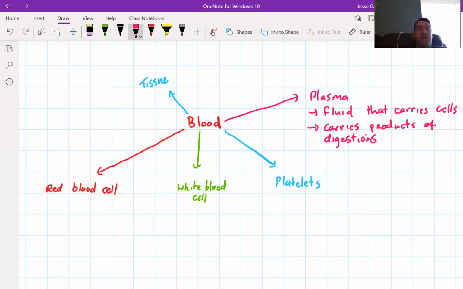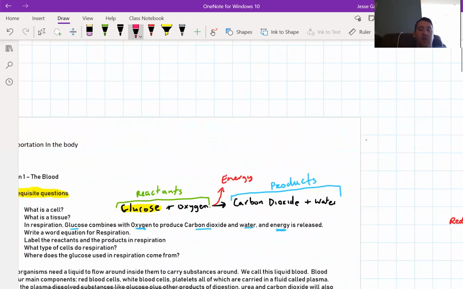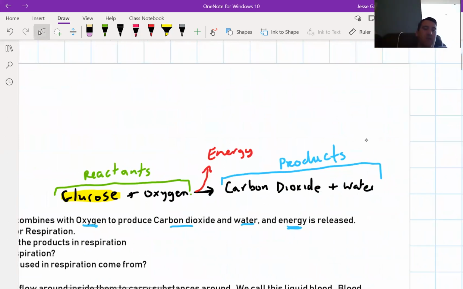Pause the video and write it down. Let's speak it out, sorry. All right, so we break down carbohydrates and we release glucose. And that's probably the most important thing when we're talking about the blood. Glucose needs to be carried around to all the cells so they can do this process. So all the cells want to do respiration and they need a delivery. This has to be delivered to cells.